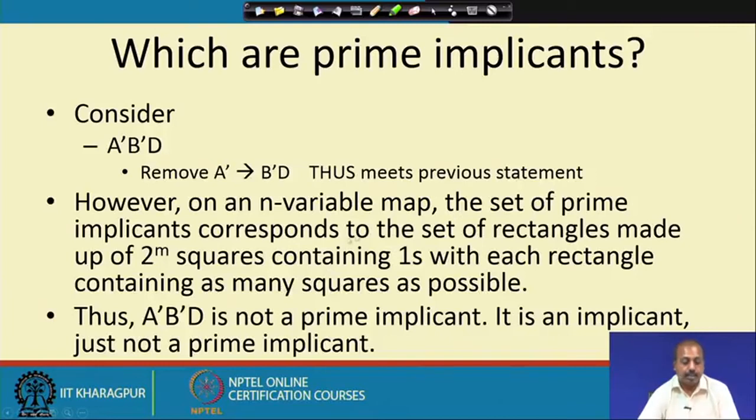So, it says that this is not a prime implicant, because if you remove this, then some of the ones are getting introduced, which are not there in the original function. So, this is an implicant, but not a prime implicant. So, A bar B bar D is an implicant, but not a prime implicant. For a prime implicant, we should have the set of rectangles made up of 2 power m squares containing ones, with each rectangle containing as many squares as possible. So, you cannot maximize it further, that will be called a prime implicant.